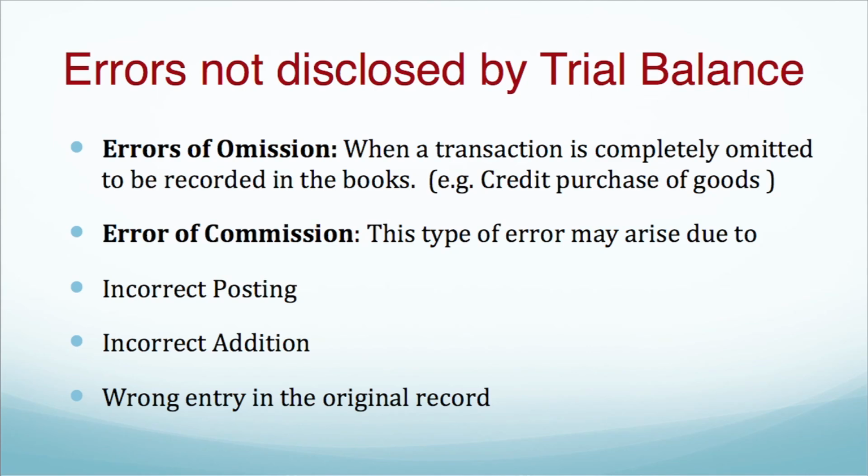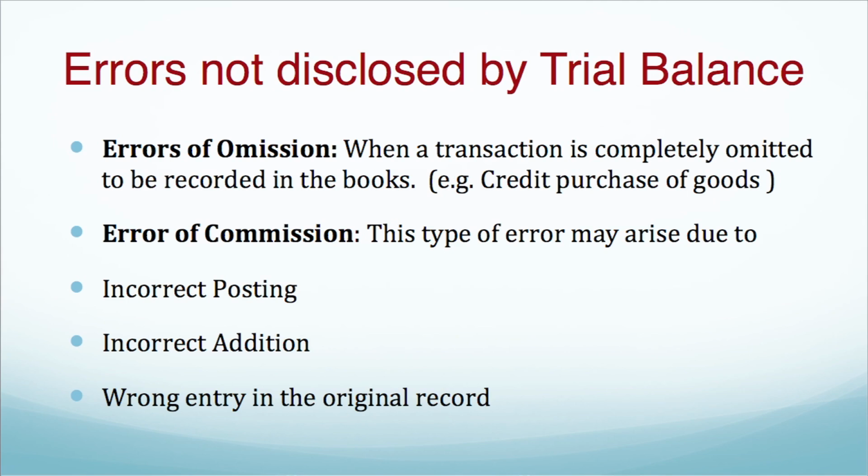Now let us move to the another part, that is the errors not disclosed by trial balance. So in this case the trial balance will agree, means both the amount columns of trial balance, debit amount column and credit amount column, will agree. Still, there will be some errors. These types of errors are: number one, error of omission, means when a transaction is completely omitted to be recorded in the books.